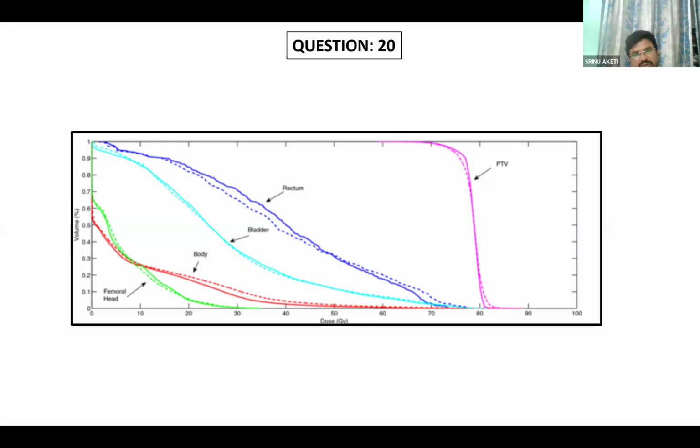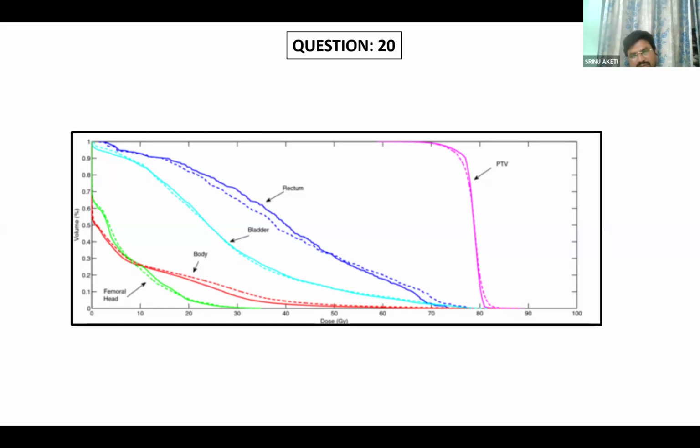So how many types of DVHs are there? Two types, sir, differential DVH and the cumulative DVH. Differential represents the volume receiving the dose within specific dose ranges, sir. Cumulative shows the volume receiving a given dose. And for interpretation, normally cumulative will be easier. Clinically, we use cumulative, sir.